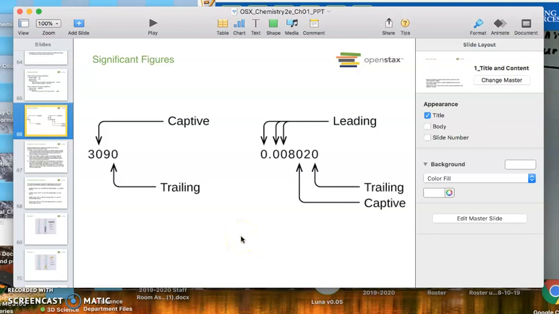So this summarizes what we just talked about. Here, a captive or sandwich 0: this number is significant because it's a sandwich 0. This trailing 0 here is not, because it's occurring to the left.